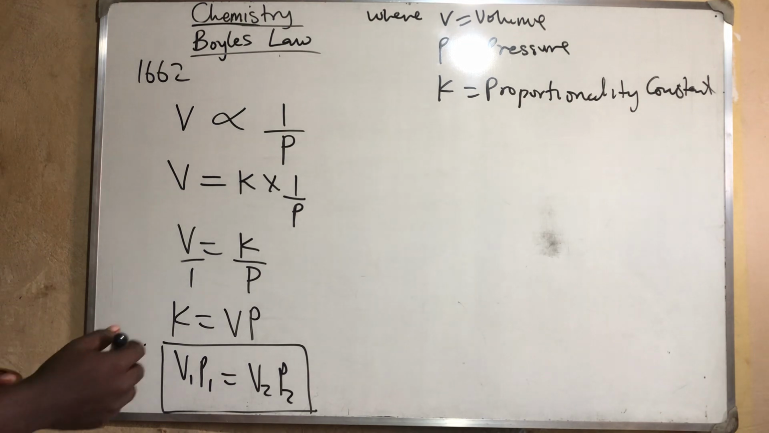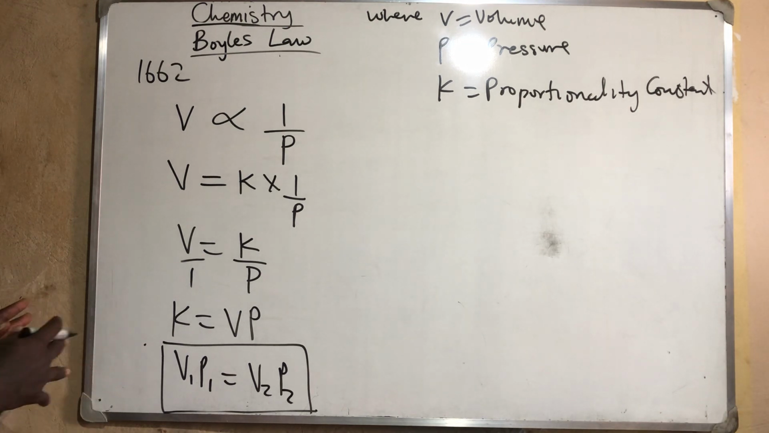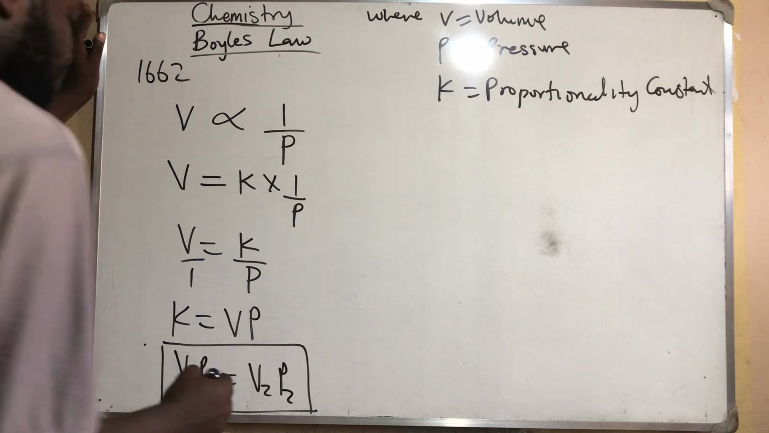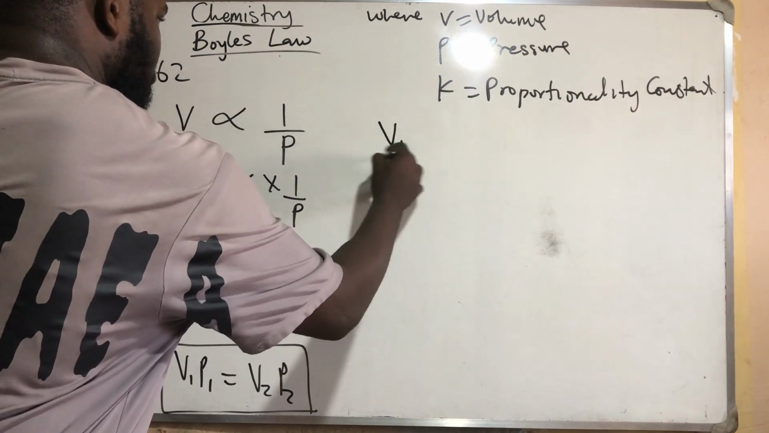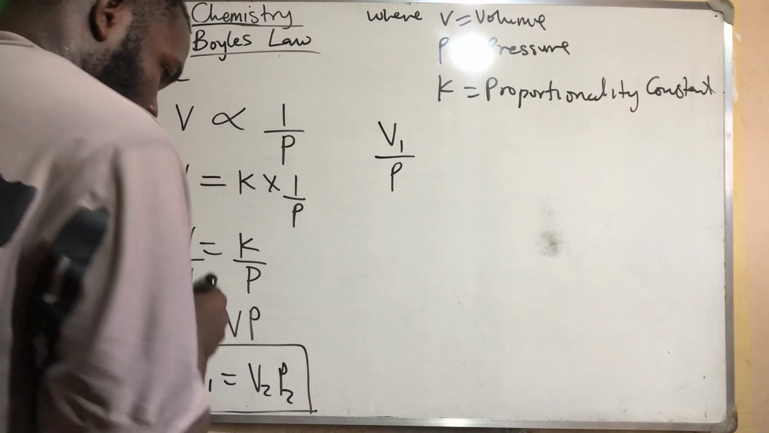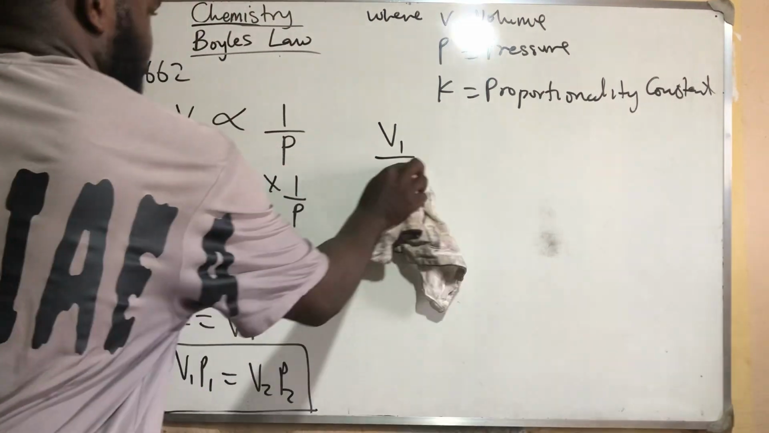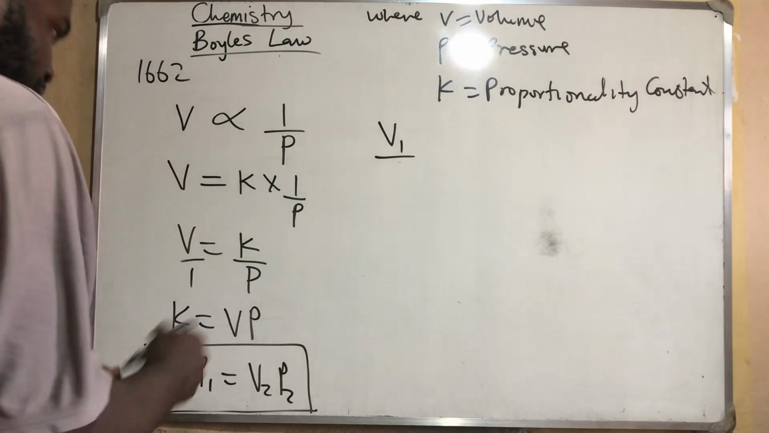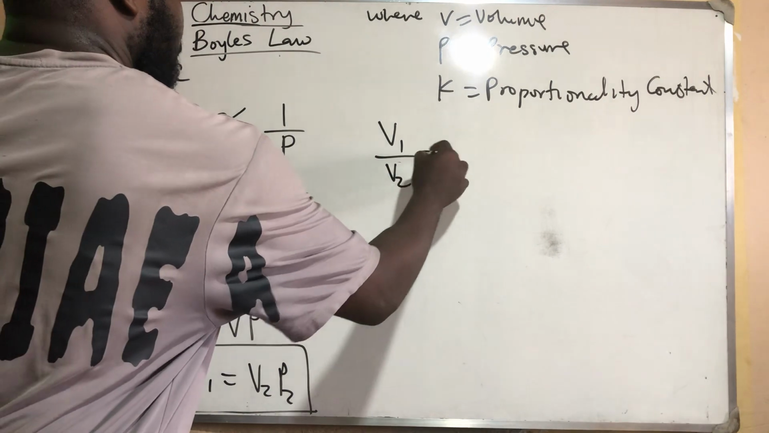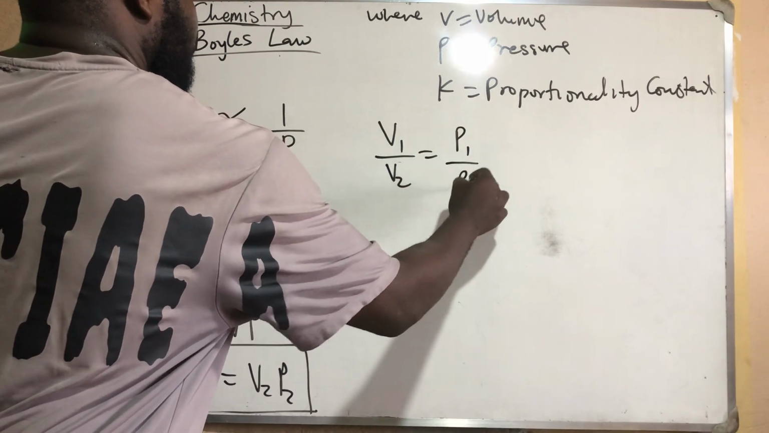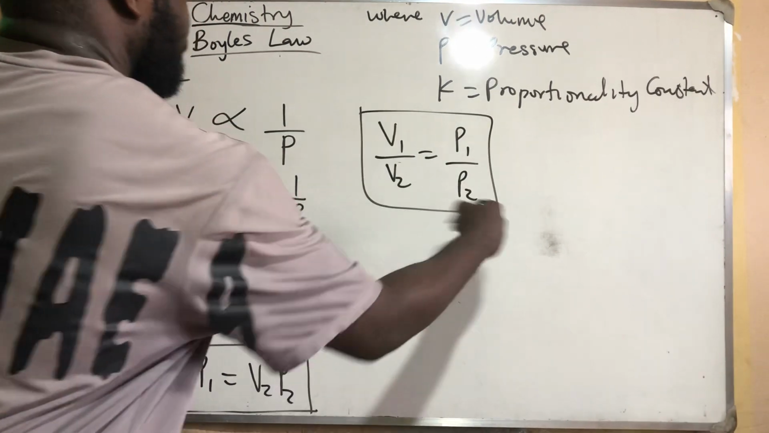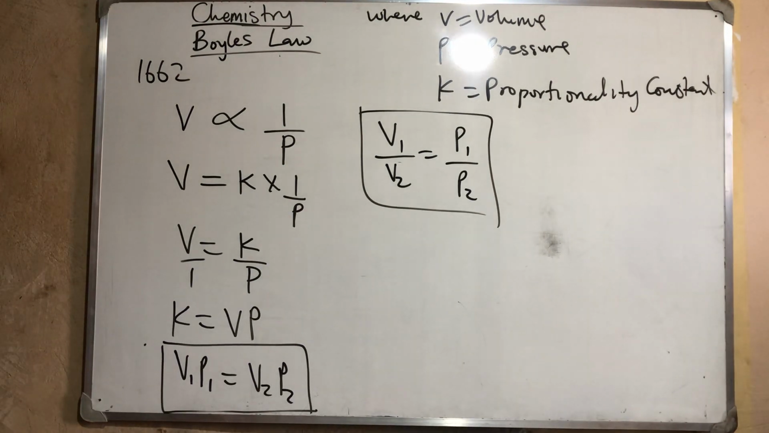Now if we want all the V to be at one place and all the P to be at one place, we'll have that V1 over V2 is equal to P2 over P1. Then any of them that you like, if you like V1 P1 is equal to V2 P2, is very, very okay.